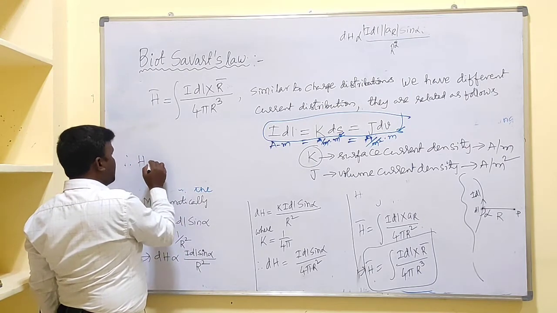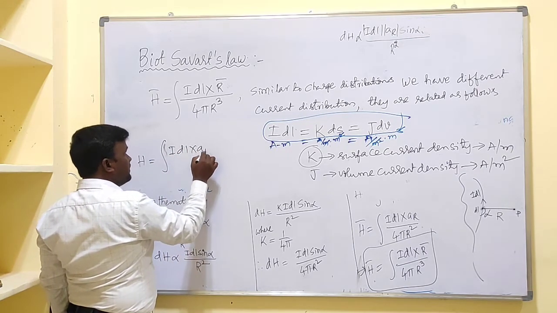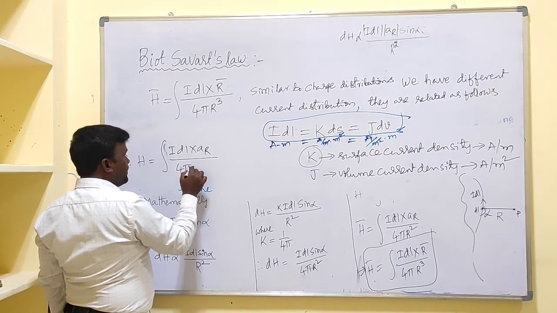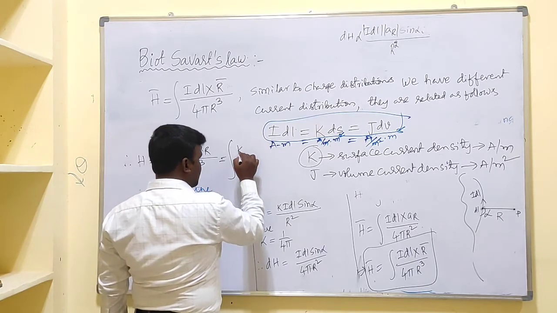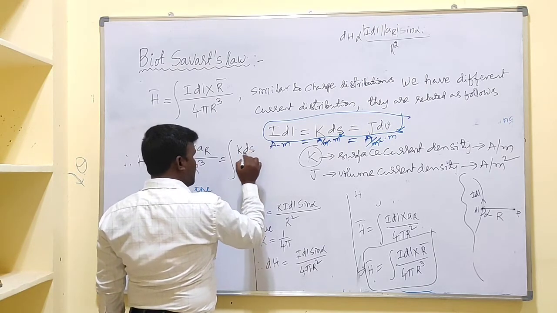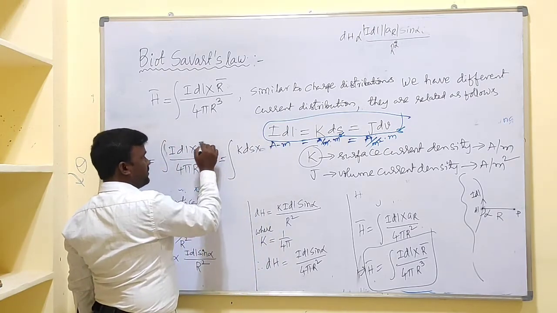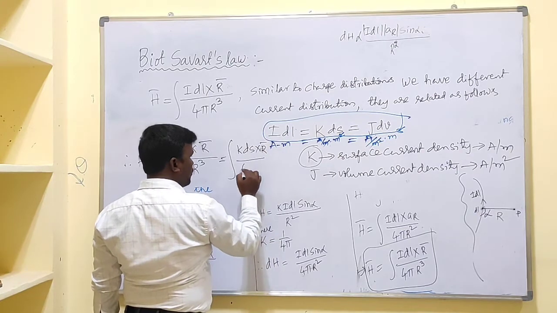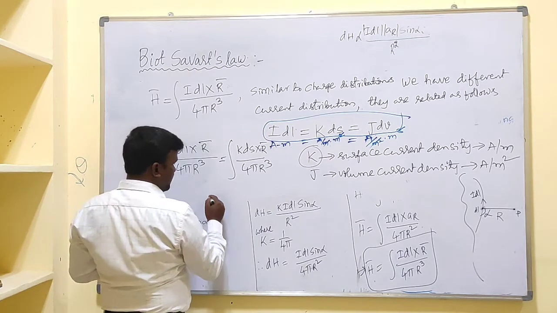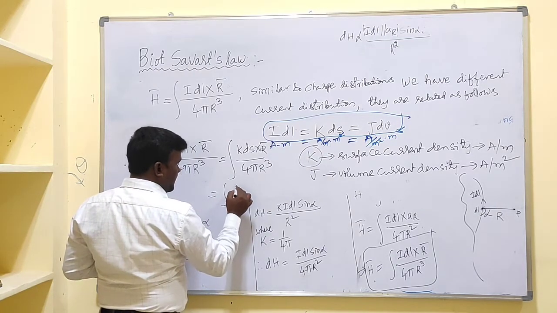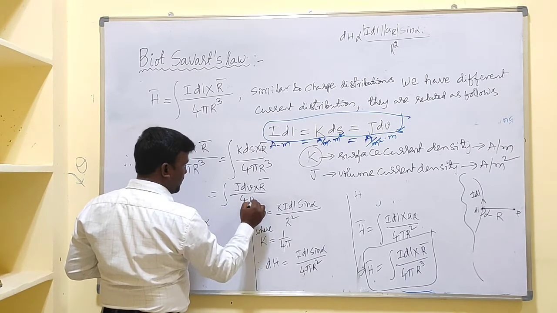Therefore H can be written in terms of the line current like this, that is integral I dl cross aR by 4 pi r square, or else in terms of the surface current it can be written as: I dl can be replaced with K dS. So K dS cross R bar by 4 pi r cube, or else in case of the volume it can be written as, K dS is replaced with J dV into R bar by 4 pi r cube.